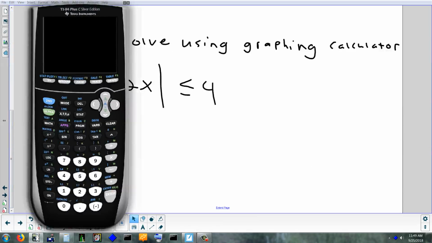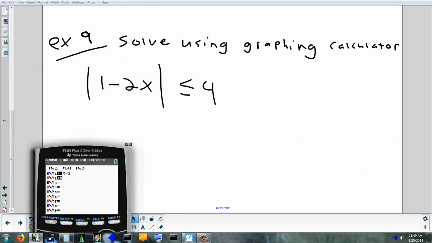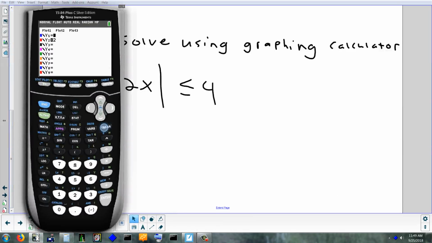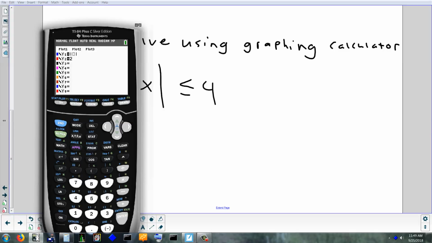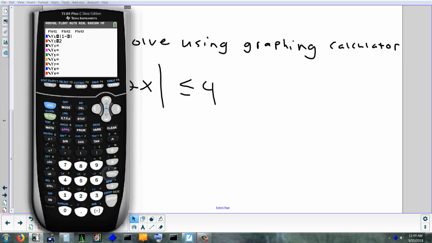All right. So let's put in absolute value of, what is it? 1 minus 2x. So remember, absolute value is a V shape. So you're going to have a horizontal line at 4. You're going to have a V shape. And I'm going to want to know where my V shape is less than 4.